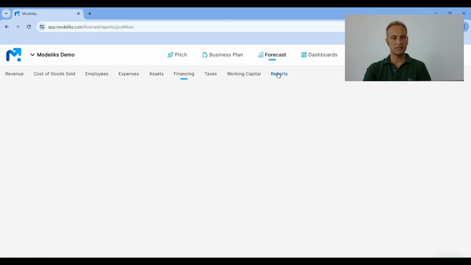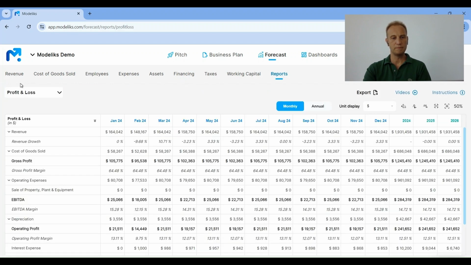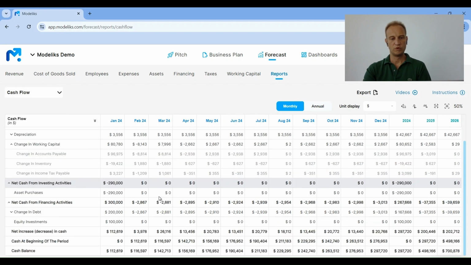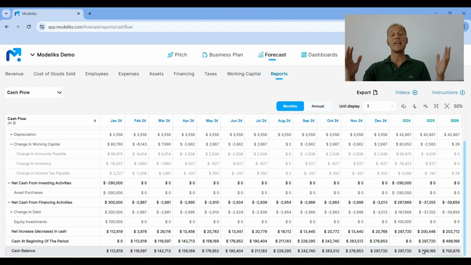Going back to our reports, let's look at our cash one more time. Cash flow statement. We see that our cash is around 100,000 and grows over time, which we should have some buffer for in terms of cash. So we are happy with this financial plan. And that's it. We have been able to create a fully professional financial plan for a restaurant business within less than half an hour.